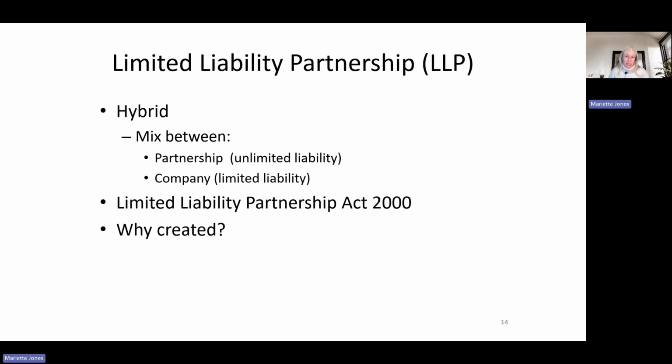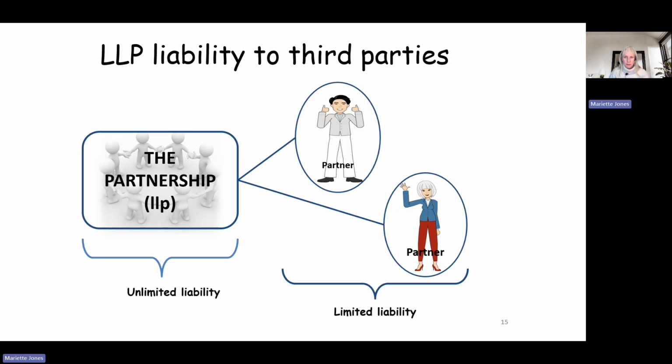Meaning it can own property, sue, and be sued in its own name. Members of an LLP are not employees but agents of the LLP. They share profits, participate in the management according to the LLP agreement, but importantly, the LLP has perpetual succession. Changes in membership do not dissolve the organization, unlike a traditional partnership.